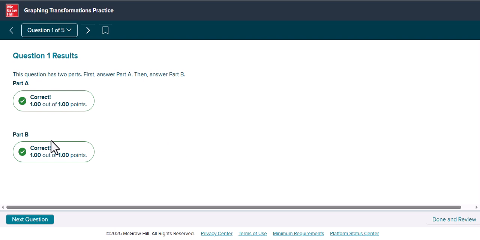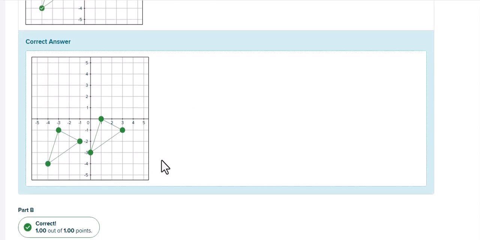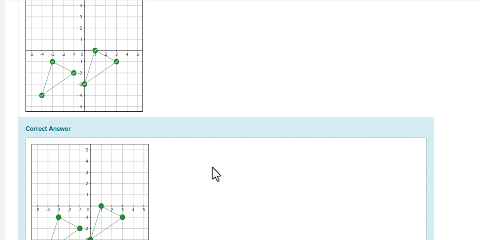Now, obviously, if one of the parts were wrong, it'll show you which part was wrong, whether it was part A or part B. It kind of makes sense that if your part A is wrong, your part B will probably also be wrong, unless you were on scratch paper adding the +4 and the +1 for the translation as an ordered pair. Then you might have actually had part B correct, but maybe you plotted a point wrong in part A, and then you would have to go ahead and make those changes.